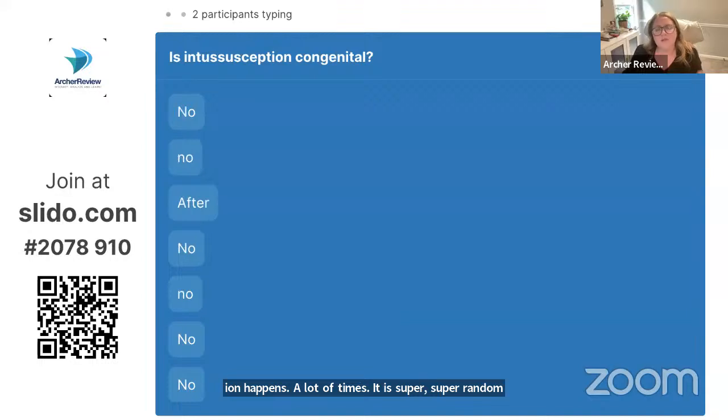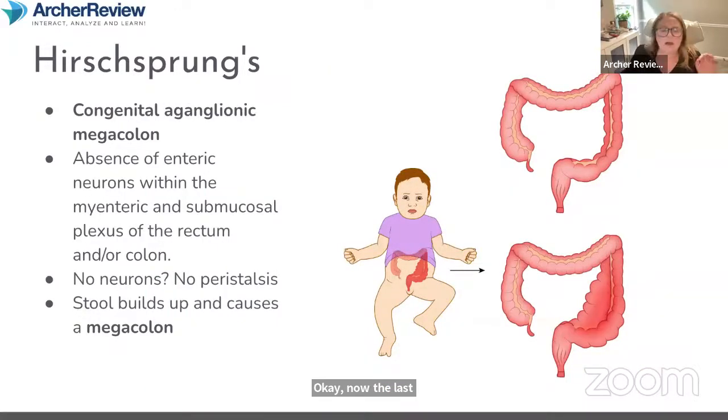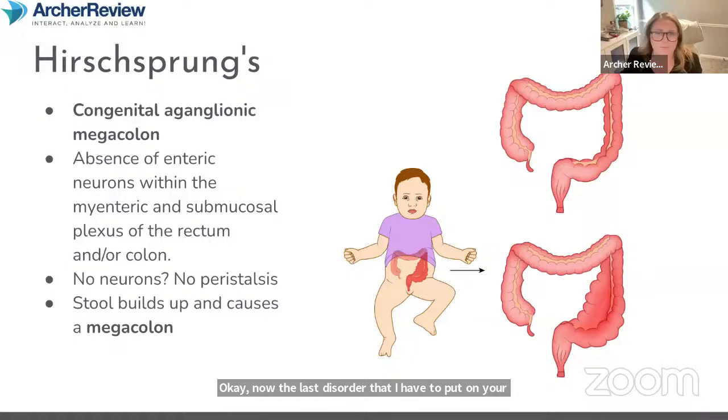Okay, now the last disorder that I have to put on your radar is another congenital one. This is something babies are born with. We've made it all the way down to the very end of the rectum, and now we've got Hirschsprung's disease. The other name for this is something called congenital aganglionic megacolon, which is a bunch of mumbo jumbo, but if you break it down, it really does tell you what's going on.